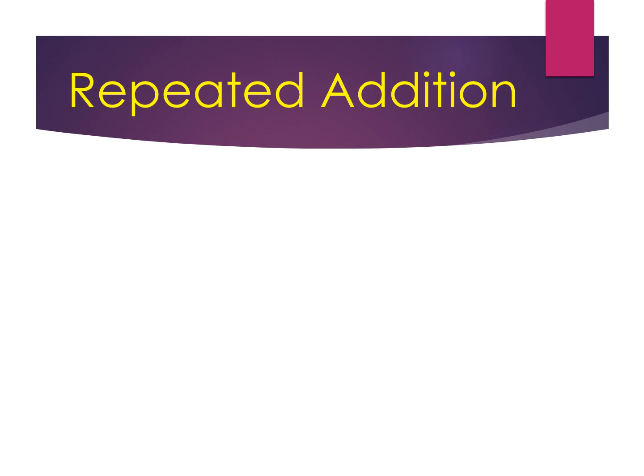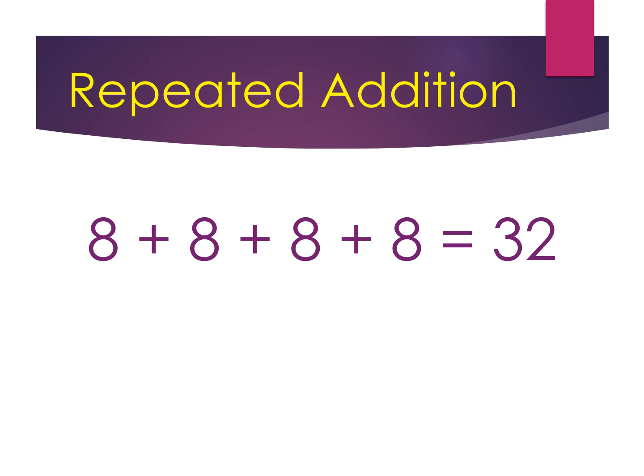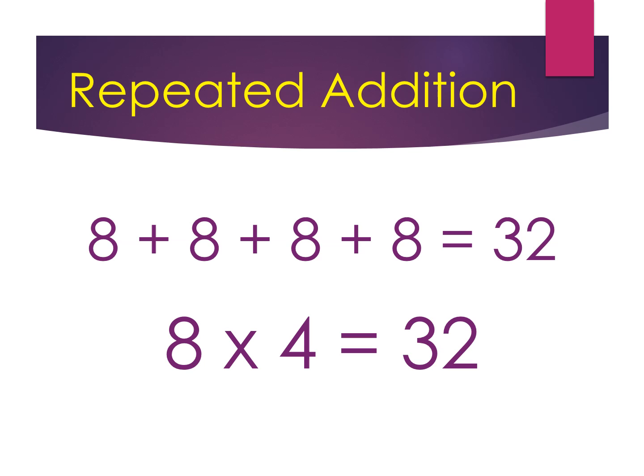How about repeated addition? Repeated addition is when you add the same number to itself over and over again a certain number of times. In this example, 8 is added to itself 4 times, which is where we get the shortcut of 8 times 4. 8 is written down 4 times. 8 times 4 is 32. So 8 times 4 is a shortcut for the repeated addition of 8 plus 8 plus 8 plus 8.